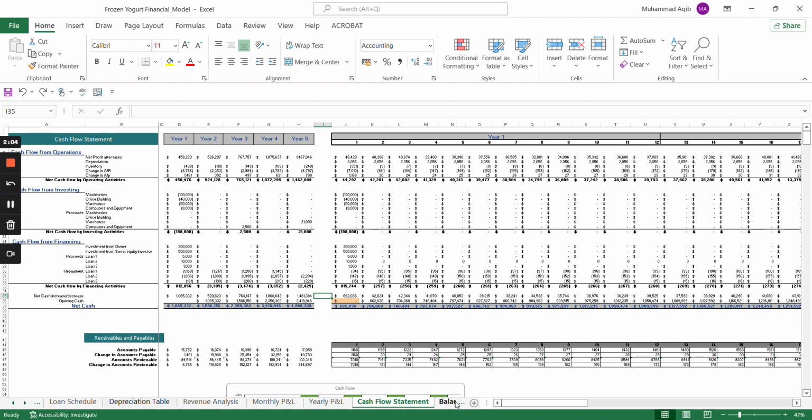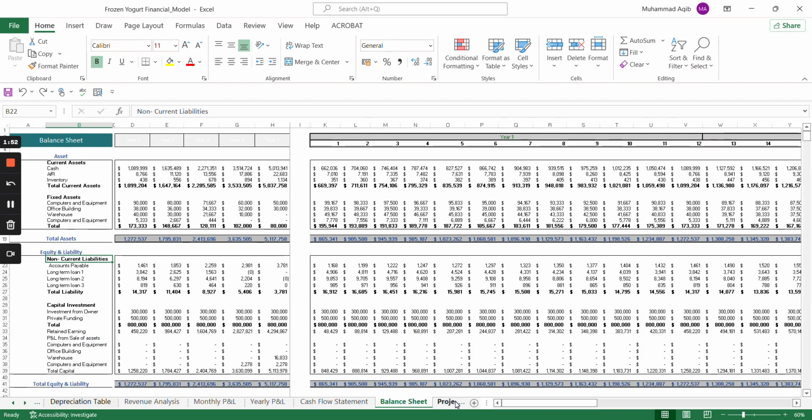Moving on to the cash flow statement, the cash flow statement will allow the business to identify the activity that is generating most cash for the business, such as operating, investing, or financing. Moving on to the balance sheet, this summarizes the assets that the business owns as well as the liabilities that it owes. It also highlights the capital and equity section of the business.